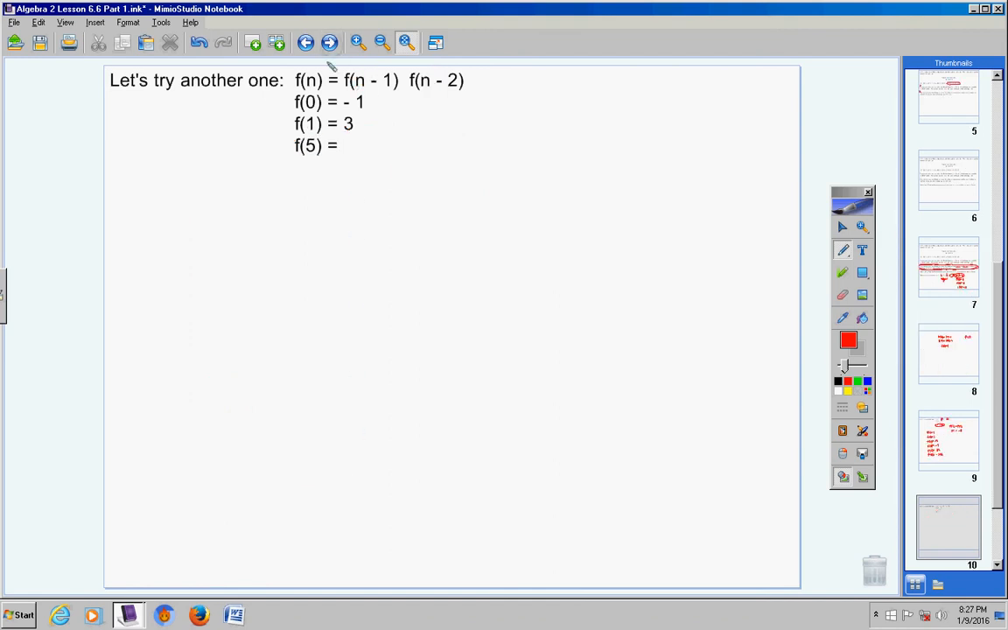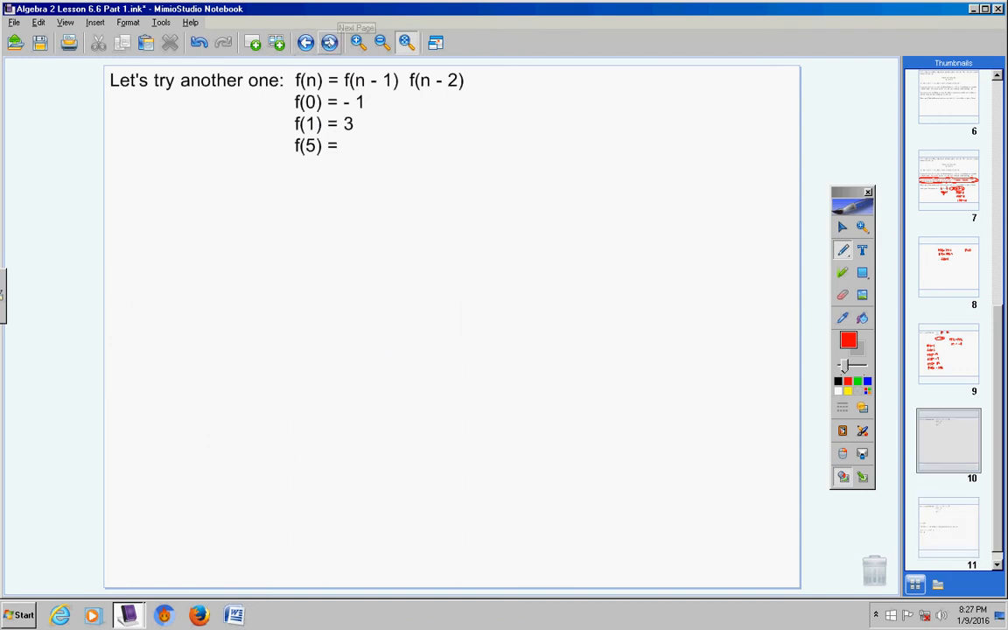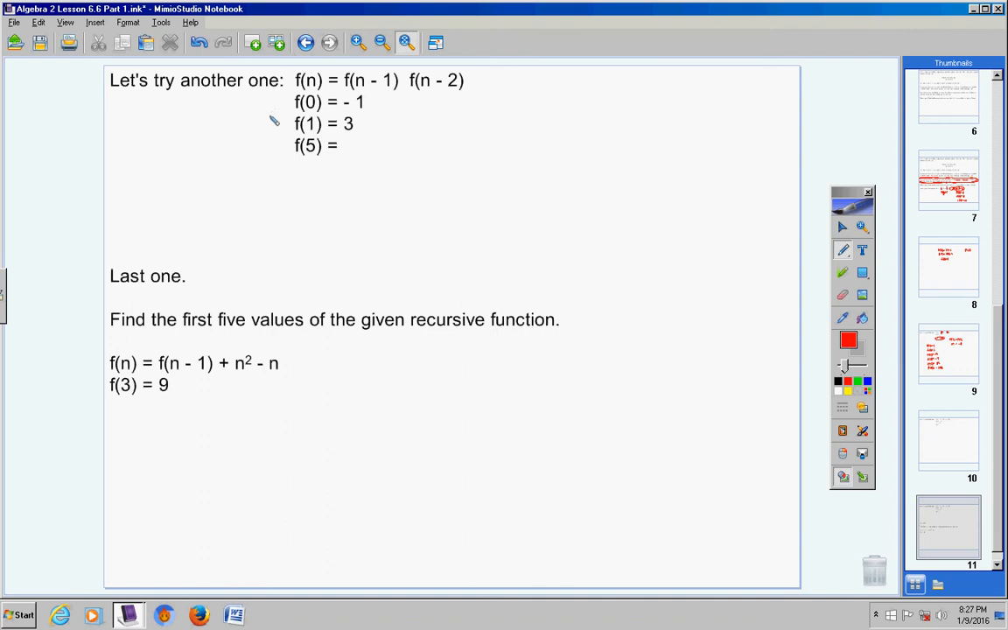Now, let's do one more thing, okay? I want you to find the first 5 values of this recursive function. The first 5 values. No one ever says that. It does. Are you listening, guys? It does not mean to start with 0 or 1 or 2 or 3. It means start with the value they give you and find 5 values. So we already found 1. All we have to find are 4 more. So f of 4, f of 5, f of 6, and f of 7. Okay, that's the first 5 values.